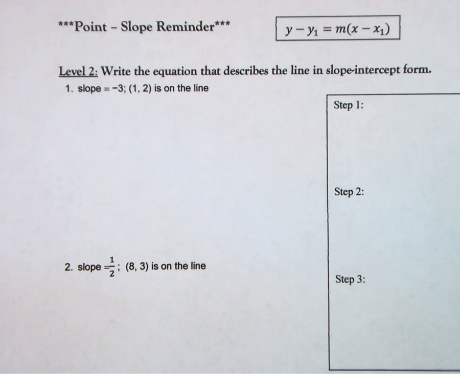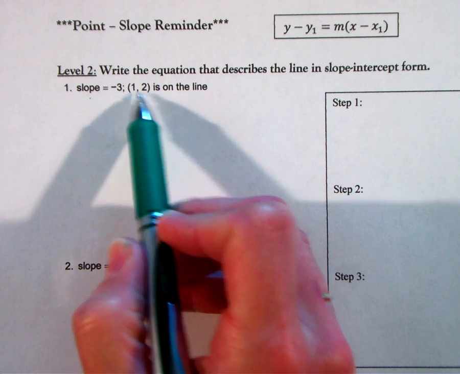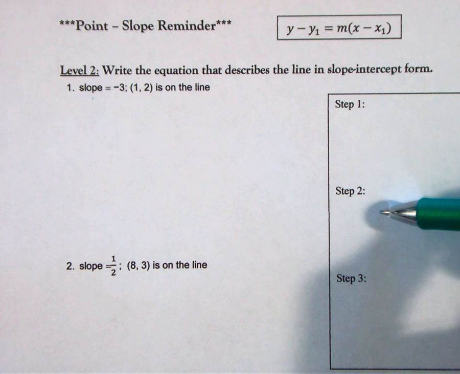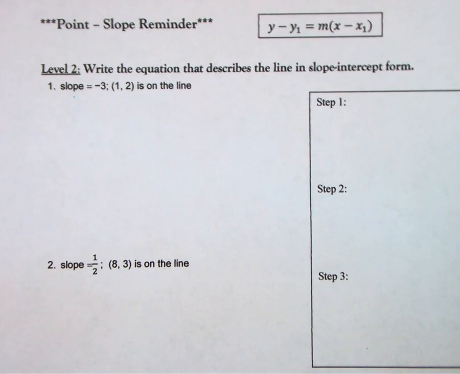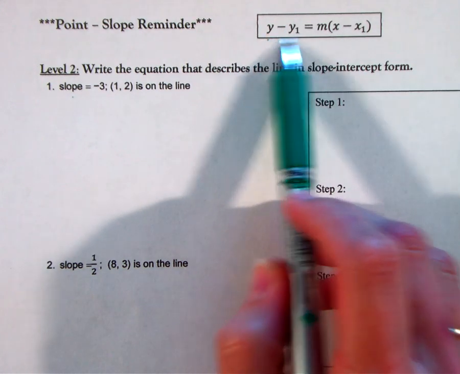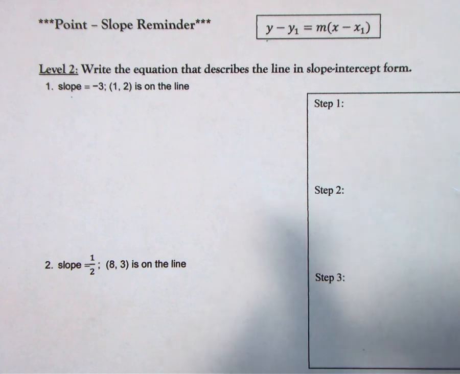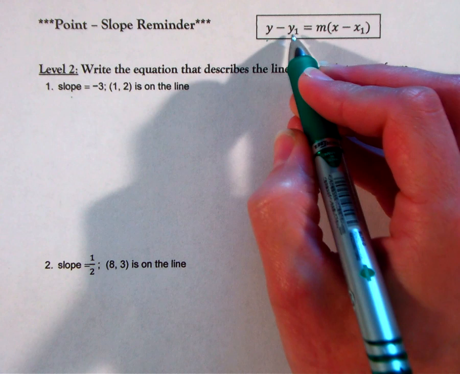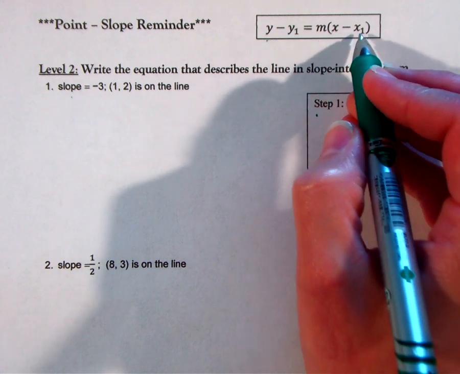And here is your level 2. So this time we're not given the slope and the y-intercept. We're given the slope and a point. Because it's a little bit different, I'm also going to write the steps over here on the side. Because we're given a point and slope, we need to start with point-slope form. It's going to look like y minus a y number equals m, parentheses, x minus our x number.